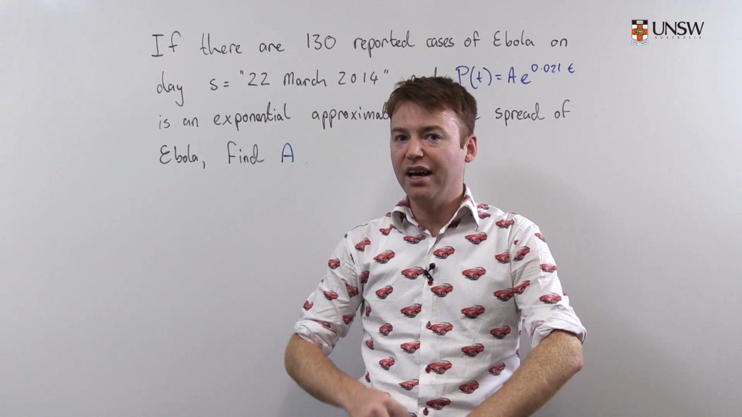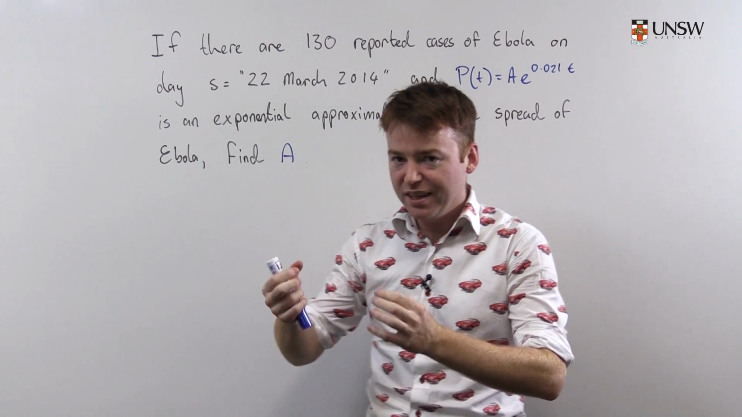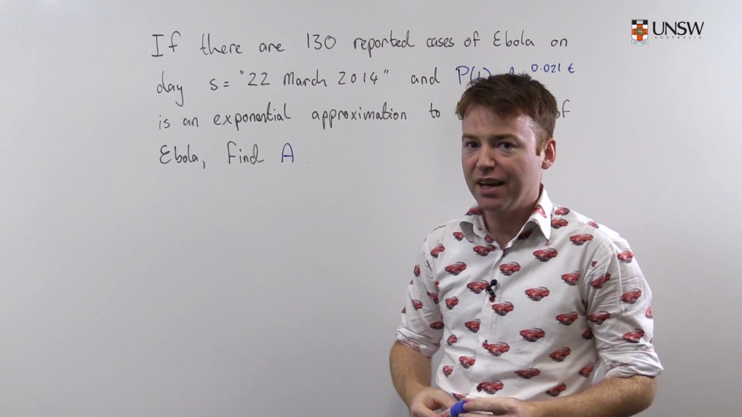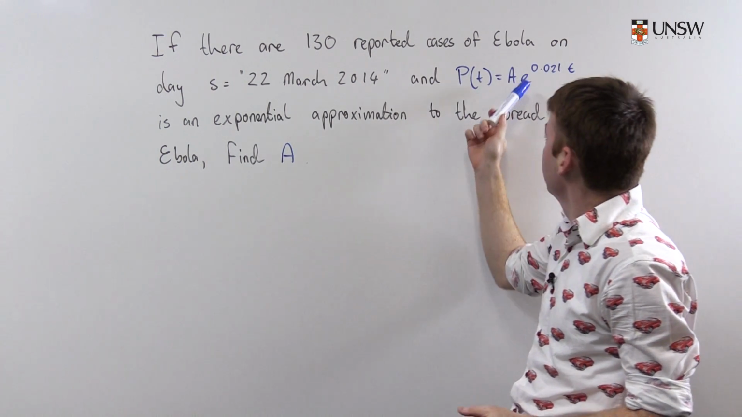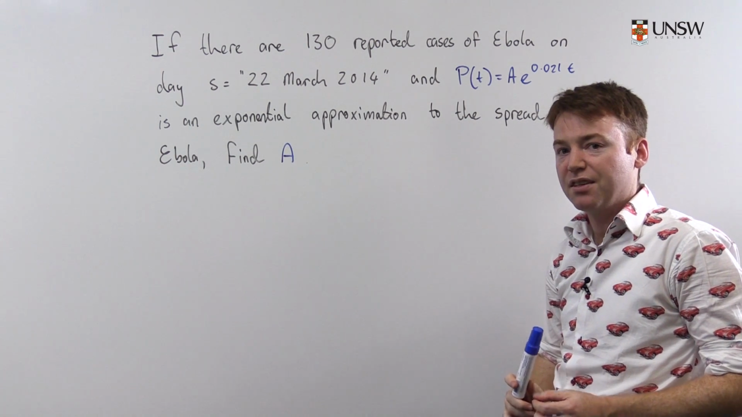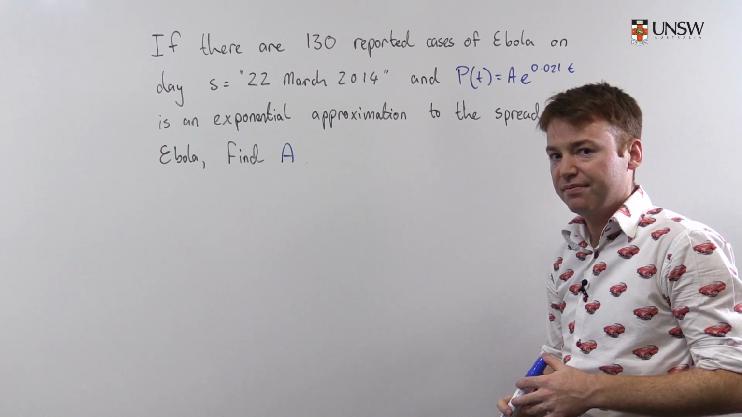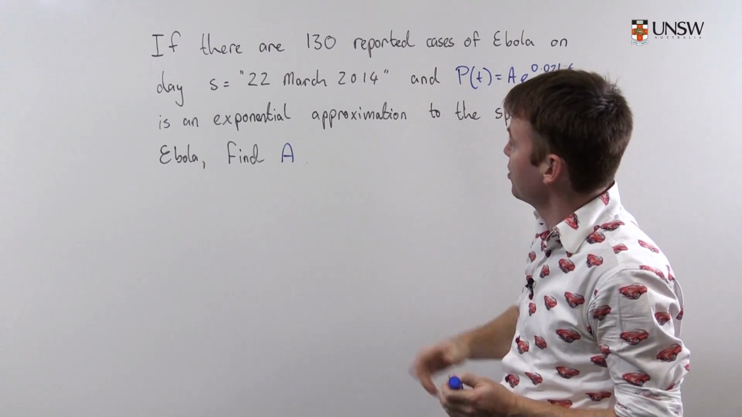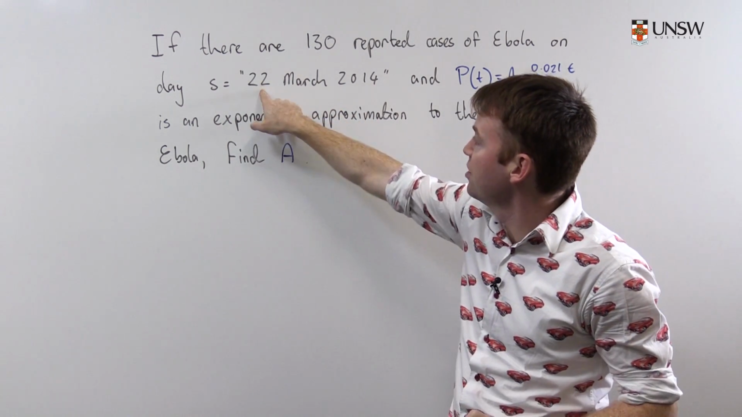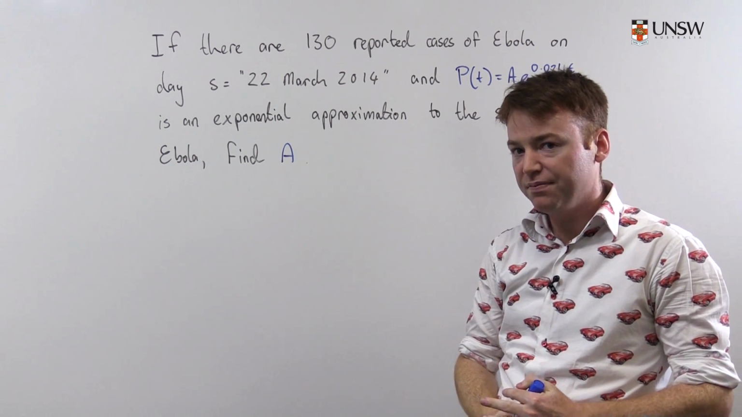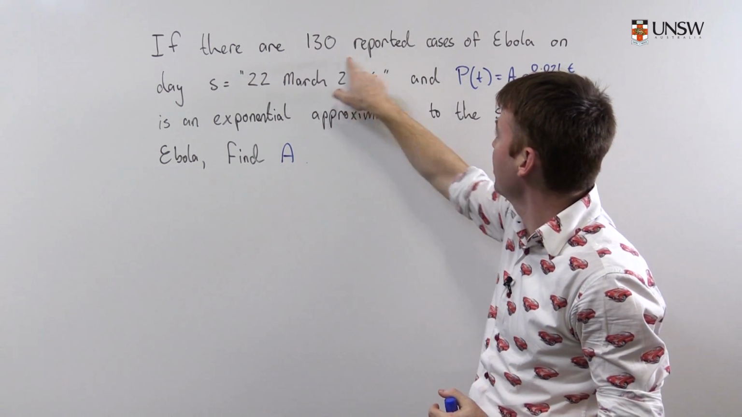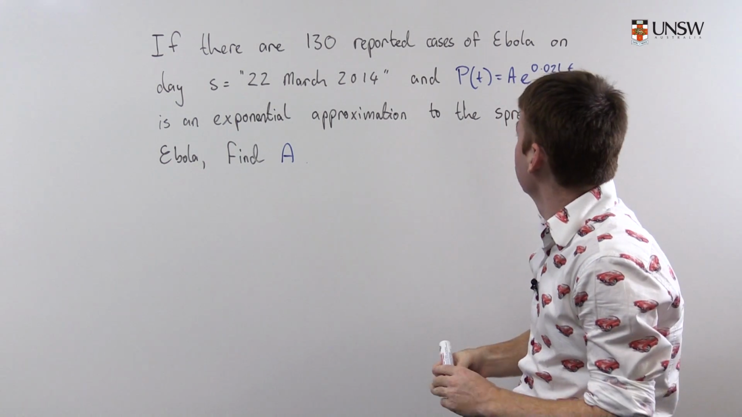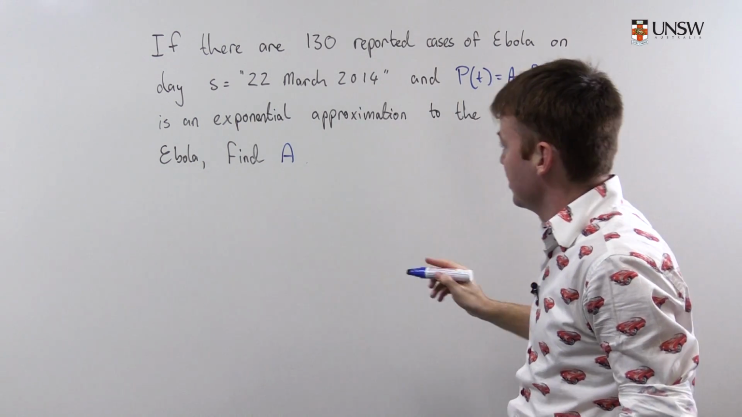With the R value in hand, we can attempt to fit the exponential curve with that R value to our data. And we fit it by selecting the right value of this parameter A. In order to find A, we just need one point in time. So let's select the point in time 22nd of March 2014. And at that point in time, there are 130 reported cases of Ebola. So let's fit that to this equation.